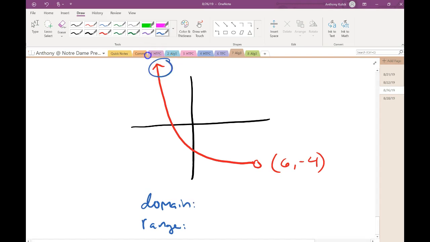So notice that this arrow is pointing up and to the left. What part of the x-coordinates go to the left with the arrow? That's the -infinity. Everybody okay with that idea?